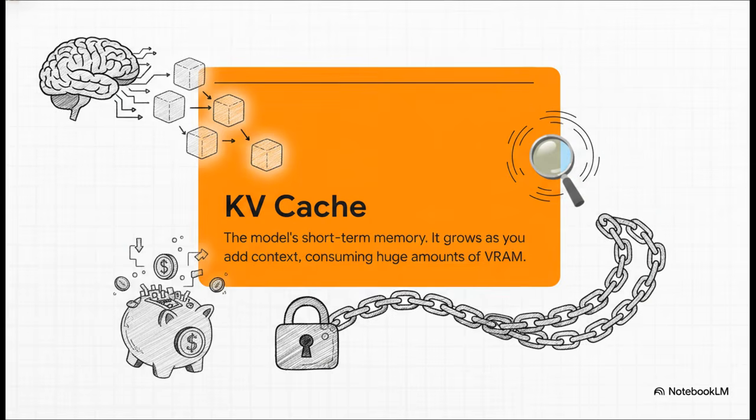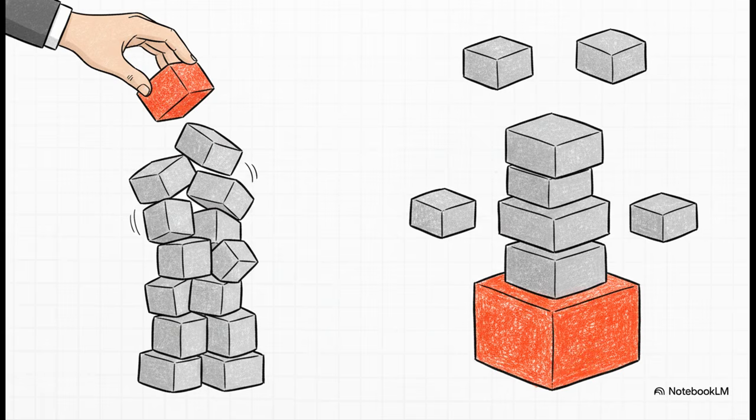To get why that's so important, we need to talk about something called the KV cache. Now, in the simplest terms, just think of it as the model's short-term memory. It's like the RAM in your computer. As you feed it more context, more text, more tokens, this memory bank just gets bigger and bigger. And when you start talking about massive context windows, the KV cache becomes the single biggest bottleneck, eating up almost all of your precious VRAM. And this is where DeepSeek pulled an absolute rabbit out of a hat.